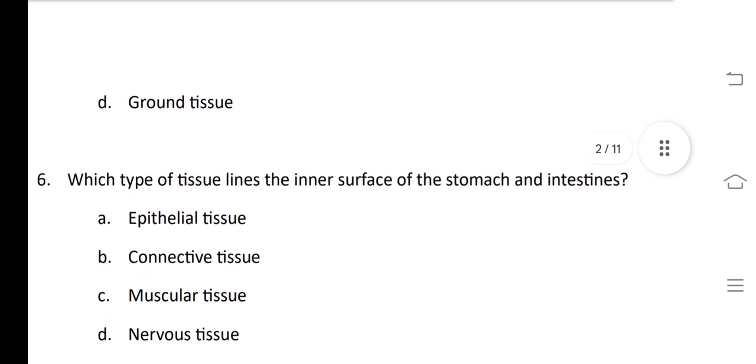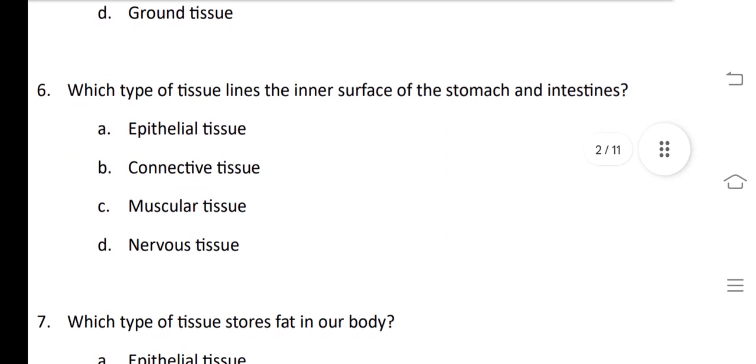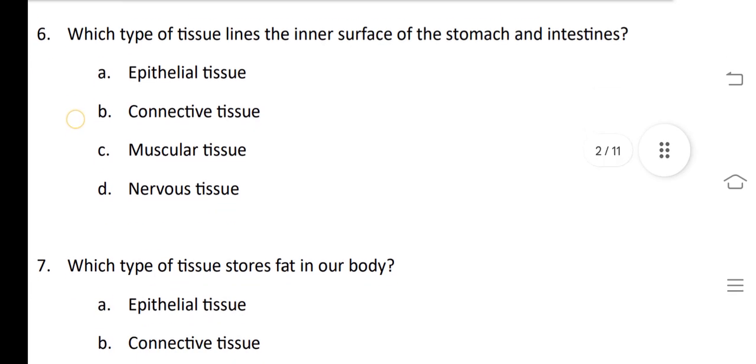Our next question is, which type of tissue lines the inner lining of the stomach and intestine? So it is asked that the inner lining of stomach and intestine is also made up of epithelial tissue.